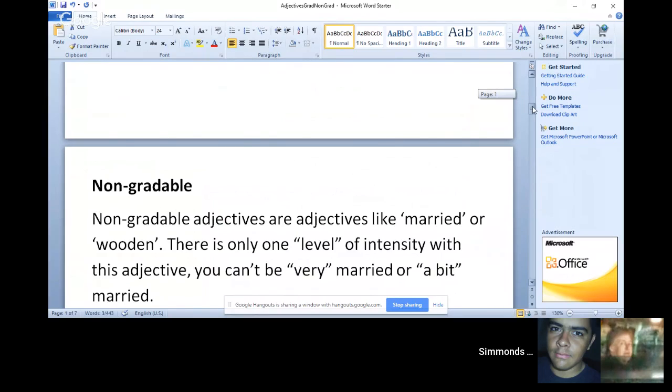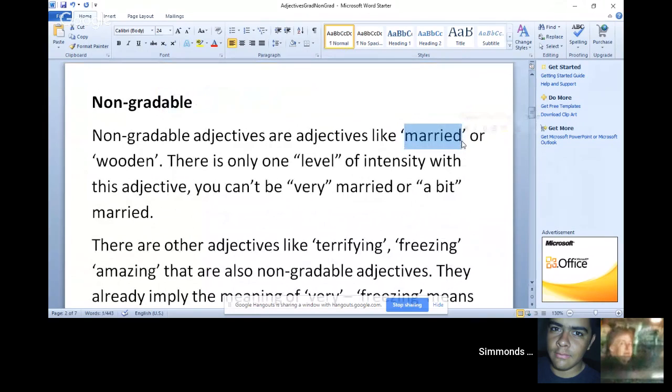Whereas married, it's one or the other. Just like if something's wooden, maybe there's a little wooden part, but that part is still wooden. And yes, it's wooden then. Okay? It's not like, well, it's wooden, but it changes. It doesn't change. Okay? So it's yes or no with the non-gradable.